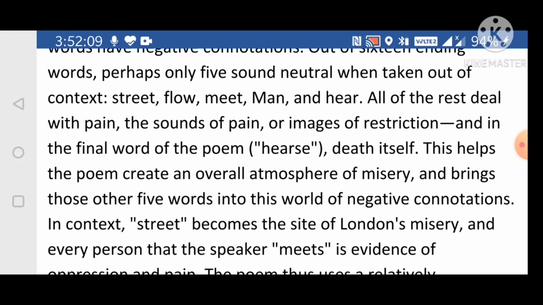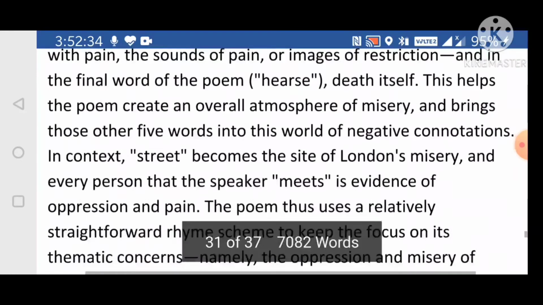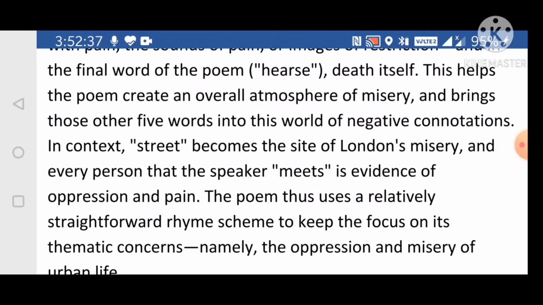All the rest deal with pain, the sounds of pain, or images of restriction. And in the final word of the poem, that is hearse, death itself. Hearse, as I said earlier, is the vehicle which carries a dead body in the coffin from the house to the church and then from the church to the graveyard. This helps the poem create an overall atmosphere of misery and brings those other 5 words into this world of negative connotations.